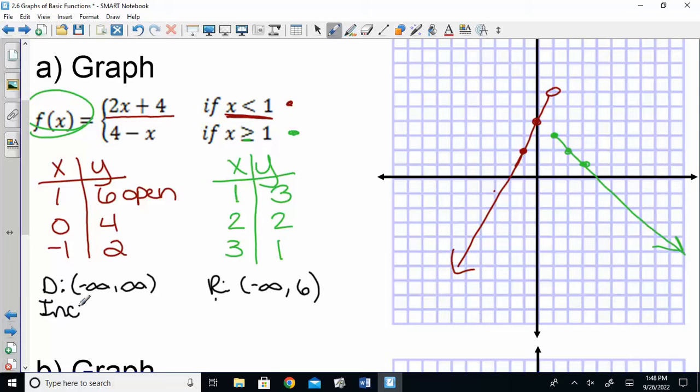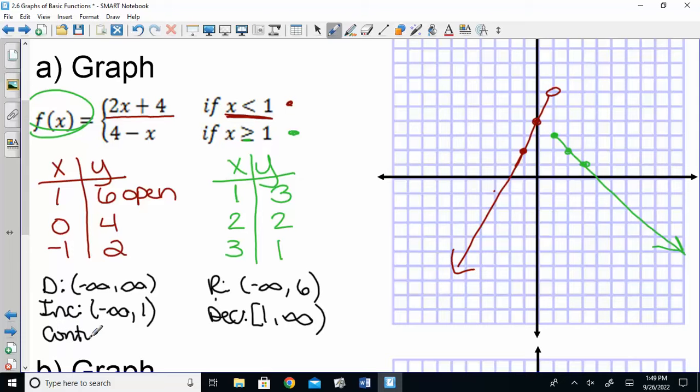Increasing, decreasing, constant? What's the first section of my graph doing? Increasing. It's coming from negative infinity and it stops at, careful, 1, because we have to use the x value. Because that is an open circle, we do have to use a parenthesis there. What's this section doing? Decreasing. Starting at 1 and going to infinity.